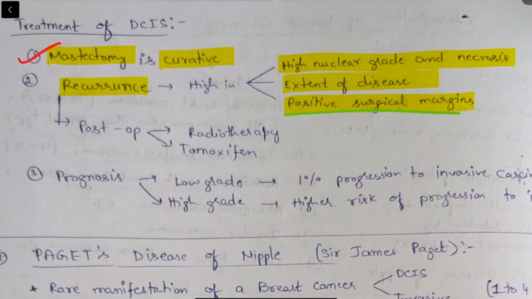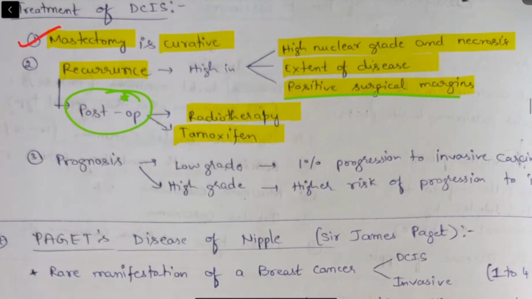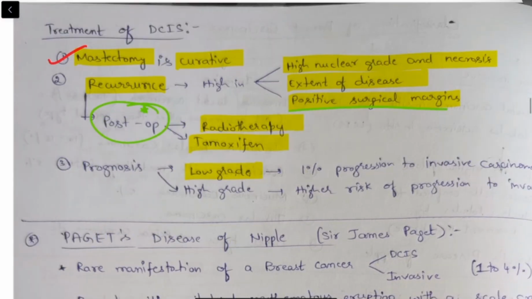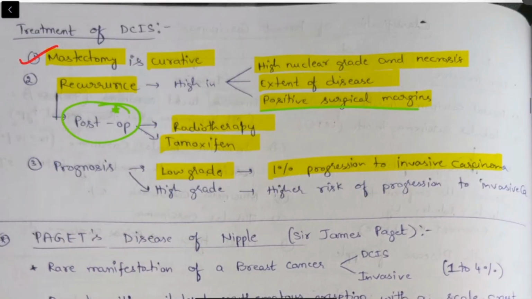Similarly, in order to prevent recurrence, we will have to give the patient post-op radiotherapy and tamoxifen therapy, that is hormonal therapy. Okay. What is the prognosis? If it is a low-grade tumor, that is, low-grade ductal carcinoma in situ, there is 1% progression to invasive carcinoma. If it is high grade, there is a higher risk of progression to invasive carcinoma.